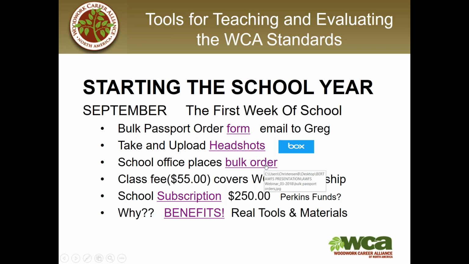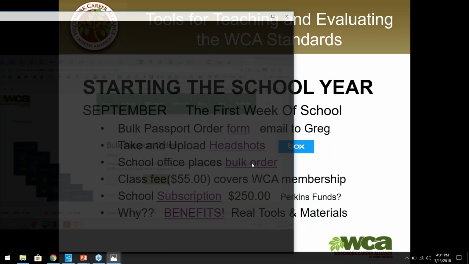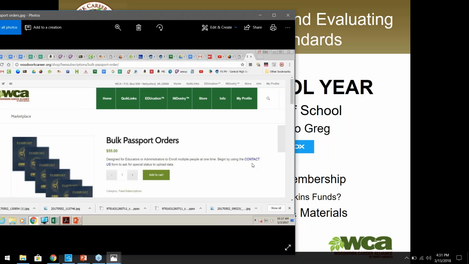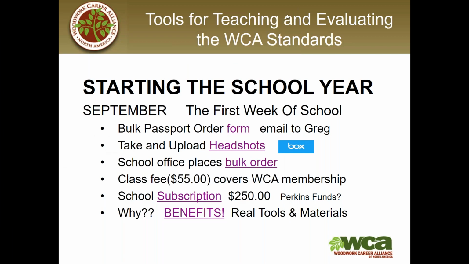So the next thing is placing a bulk order. You're going to have your school pay for this. And what I do is I just send them a link to the actual bulk order page that's on the WCA website, which you see right here. So I direct our purchasing person to this page, and then they're able to complete the transaction and buy all the passports at once using the school credit card.